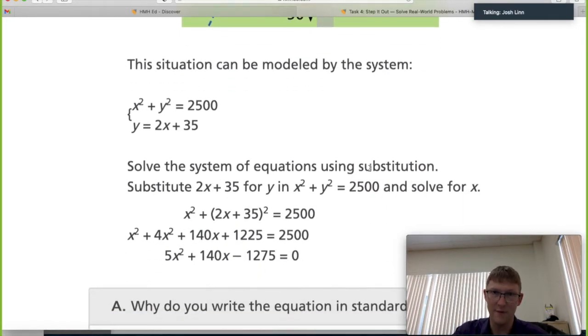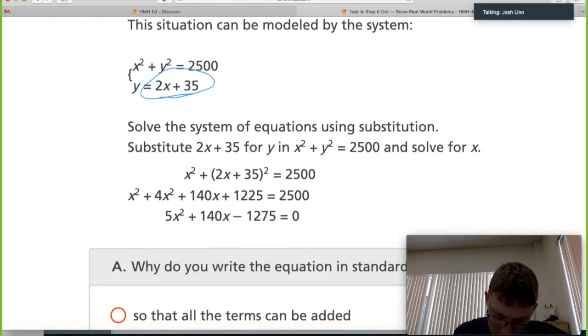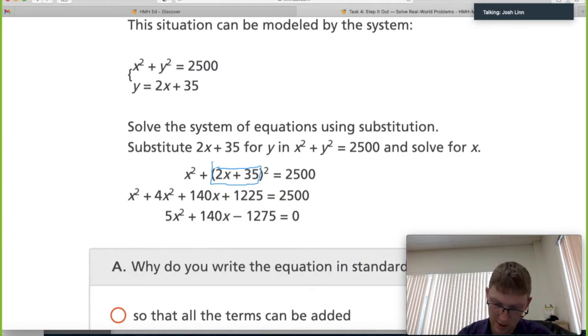the method of substitution. So this is where we have y equals 2x plus 35. We're just going to shove this y into this other equation up here. So if we take this and we plug it into our y there, here's our y, and notice how it is now squared.